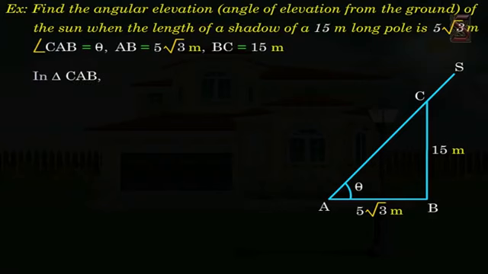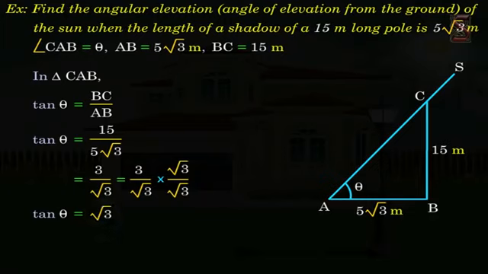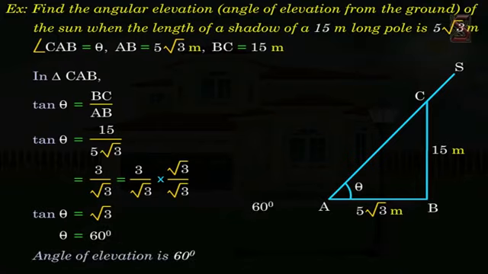In triangle CAB we have tan theta is equal to BC by AB, that is tan theta is equal to 15 by 5 root 3, which is 3 by root 3, which is root 3. But we know that tan 60 is root 3, so theta is 60 degrees. Hence the angle of elevation is 60 degrees.